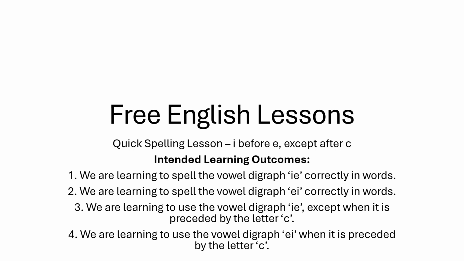1. We are learning to spell the vowel digraph IE correctly in words. 2. We are learning to spell the vowel digraph EI correctly in words. 3. We are learning to use the vowel digraph IE except when it is preceded by the letter C. 4. We are learning to use the vowel digraph EI when it is preceded by the letter C.